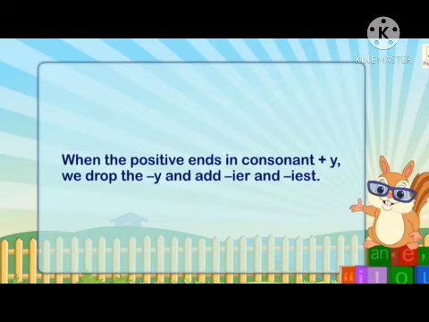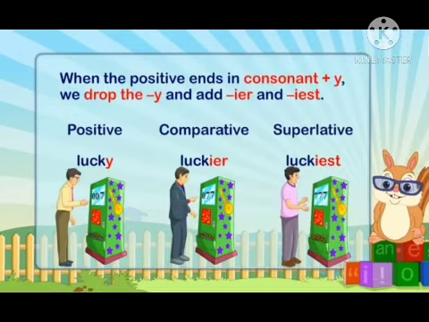When the positive ends in the consonant y, we drop the letter y and add ier and iest to the comparative degree and superlative degree. Let us see the example for this rule also. When the positive degree ends with a consonant y. Okay, see, lucky. So positive degree is ending with y. In comparative we put what? ier, that is luckier, and in superlative iest, that is luckiest.